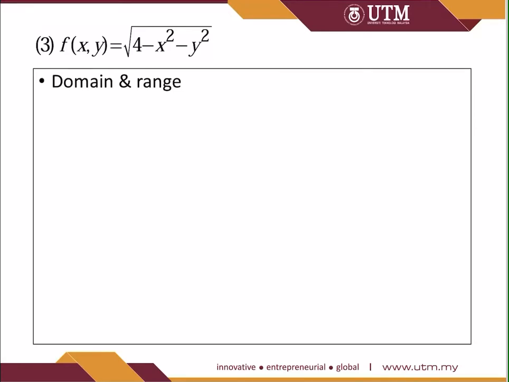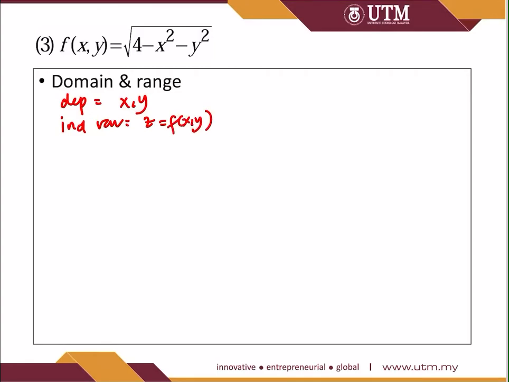Okay, so this is another example. Let's say we have f(x,y) equal to the square root of 4 minus x squared minus y squared. We know that our independent variables here are x and y, and our dependent variable is z, which is z equal to f(x,y).